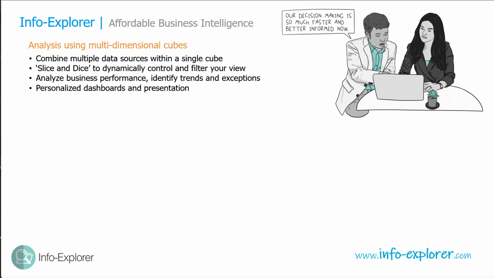We often compare Info Explorer to pivot tables because they both help you analyze using multi-dimensional cubes. You can combine multiple data sources with a single cube. You can slice and dice to dynamically control and filter your view, so you can do your analysis based on different perspectives, by year, by customer, by vendor group, by product code, without the need for predefined queries or calculations. So you can add your on-the-fly calculations, which is an interactive capability that you often find in a spreadsheet, but in a spreadsheet you're not directly connected to your data.